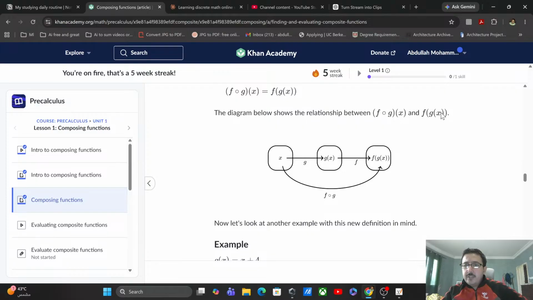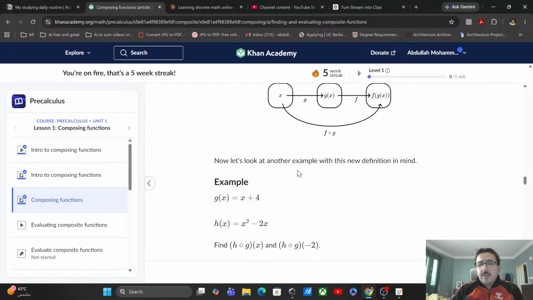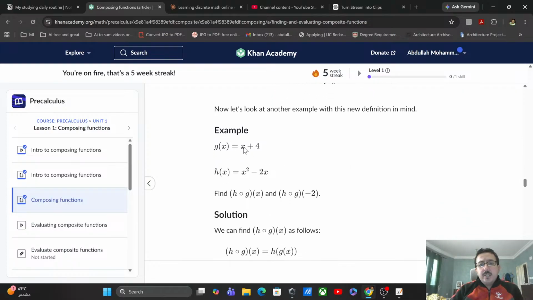f of g, multiplied by x. Okay, now let's look at another example with this new definition of mine. g of x equals x plus 4, h of x equals x squared minus 2x. Find... okay, we're gonna do this.